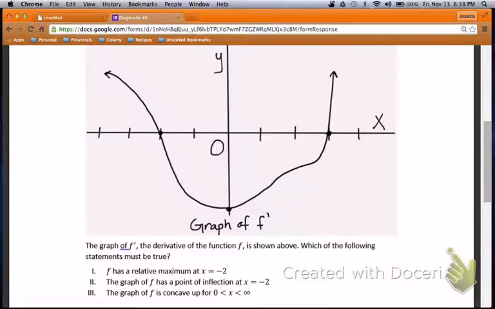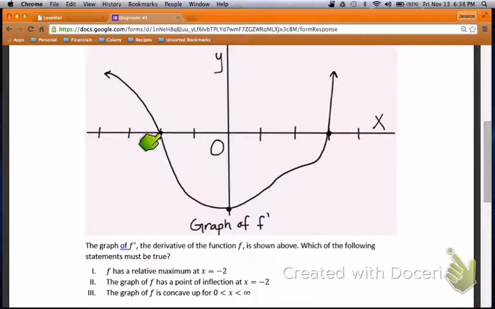So if this is the graph of f prime, let's see what it says is a possibility and see if those things are true or not. The first one says, f has a relative maximum at x equals -2. So we're looking right here at this x value. I'm asking myself, is this a relative maximum?